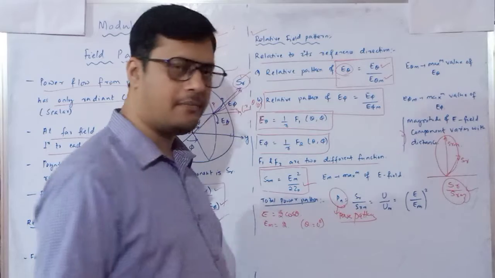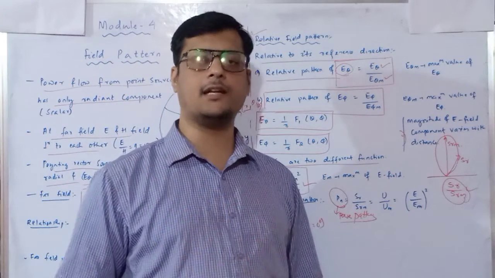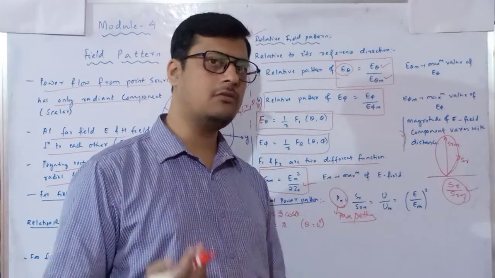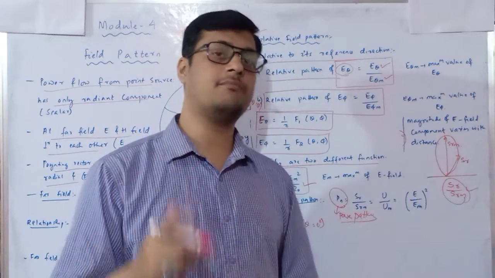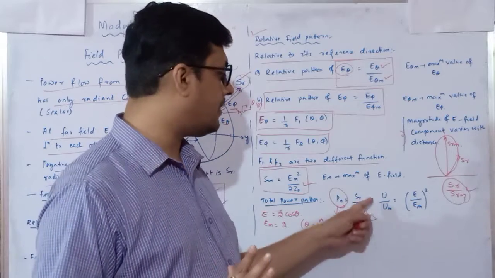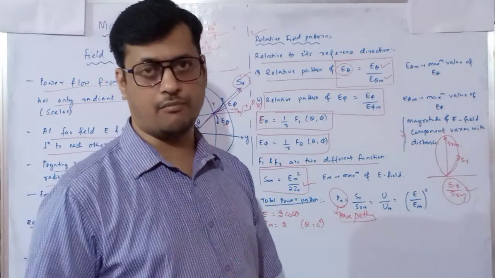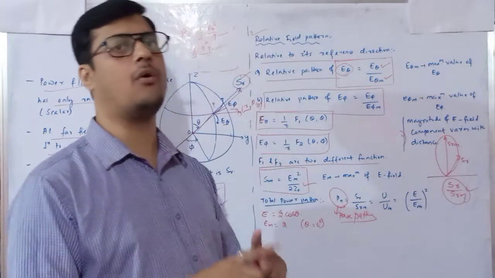Now this power pattern depends upon the intensity because it is directly proportional. So I have written U by UM. What is U? U is the radiation intensity. And what is UM? UM is the maximum radiation intensity in a particular direction. And what is the relationship between intensity and field? It is just a square component. So here we can directly write E divided by EM, whole square.